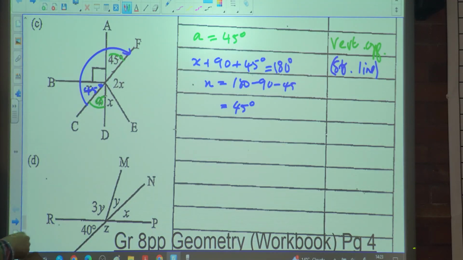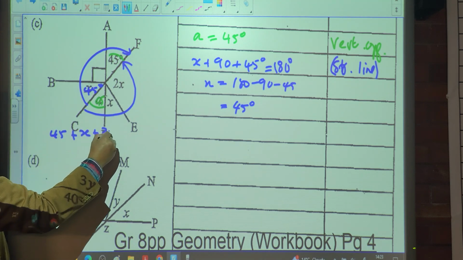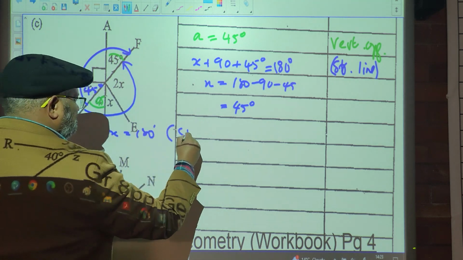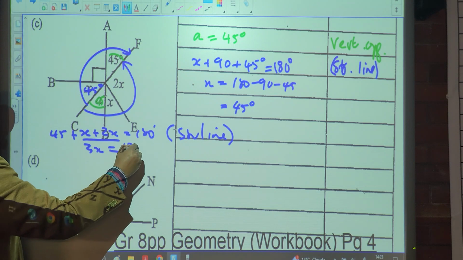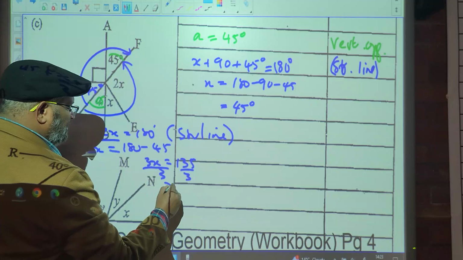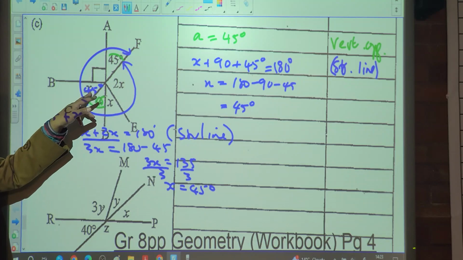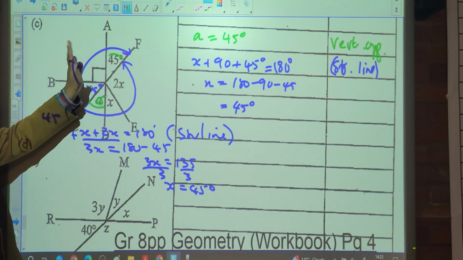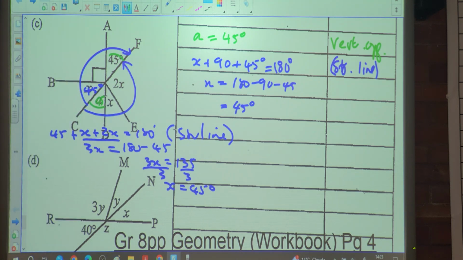Or if I had gone here, I would have gotten the same answer. So that would have been 45 plus x plus 2x is equal to 180, straight line. It would have been 3x is equal to 180 minus 45, which is 135, divided by 3, so x is 45. You see, same story. Or if I had gone with angles around a point, you would have seen that's 2x plus x plus 45 plus 45 plus 90 plus 45 adds up to 360. Angles around the point, and you get x again to be 45.